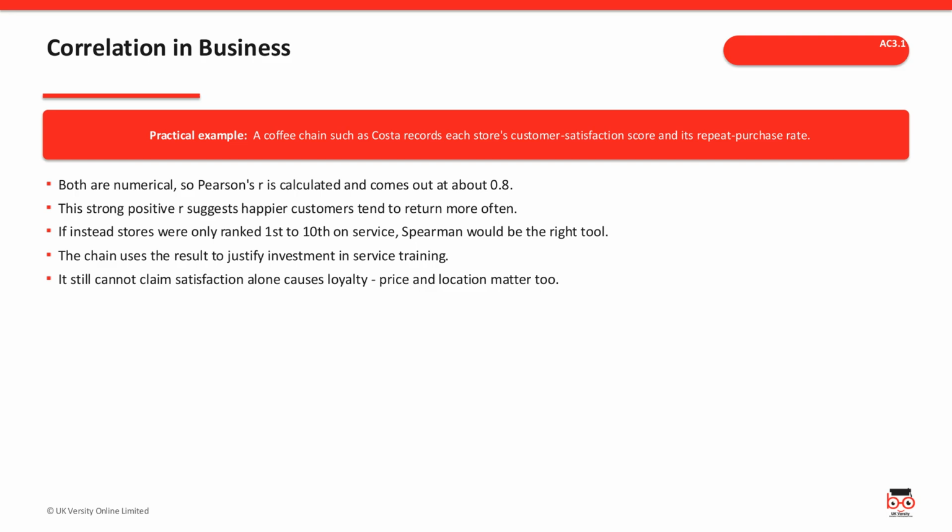Let's ground it in business. Picture a coffee chain like Costa Recording. For each store, a customer satisfaction score and the repeat purchase rate. Both are numerical, so Pearson's R is the tool, and say it comes out around 0.8, a strong positive value suggesting happier customers do tend to come back more.